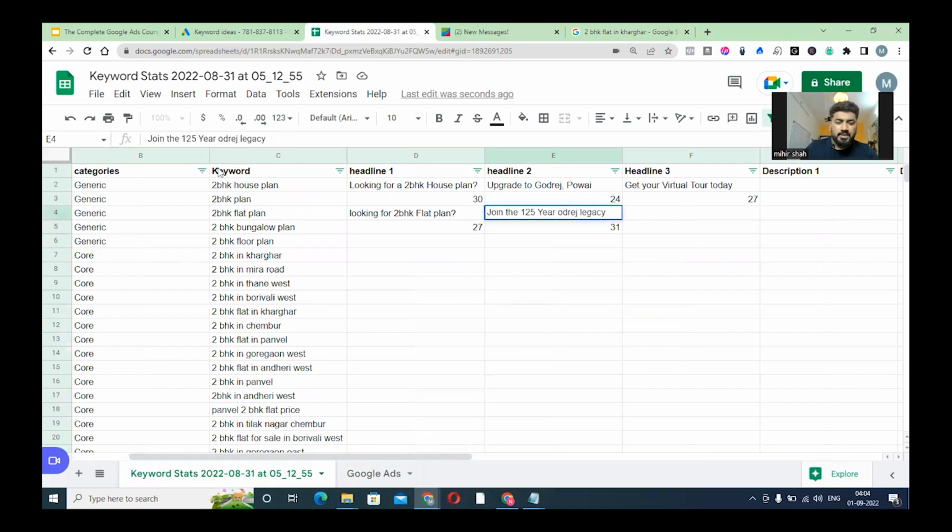I am trying to see if I can bring this down to 30 again. Join the 125-year Godrej legacy. Not really. All the words are very critical. In this case, what I can do here is just make this. So join the 125-year Godrej legacy. Again, it's a very cheap shot, but worth the try. And again, get your virtual tour today or get your free.